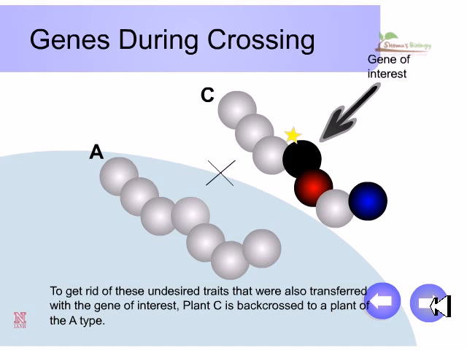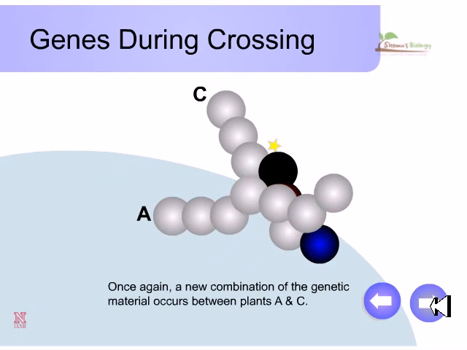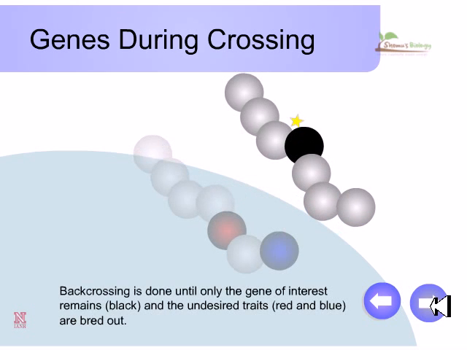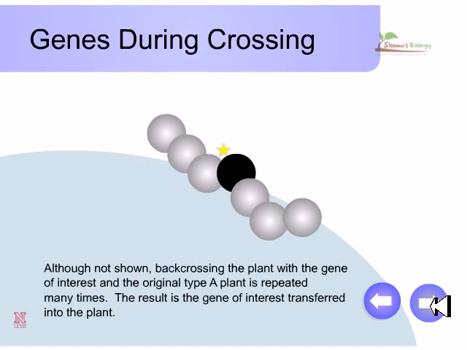To get rid of these undesired traits that were also transferred with the gene of interest, plant C is backcrossed to a plant of A type. Once again, a new recombination of the genetic material occurs between plants A and C. Backcrossing is done until only the gene of interest remains, which is black, and the undesired traits, which are red and blue, are bred out.